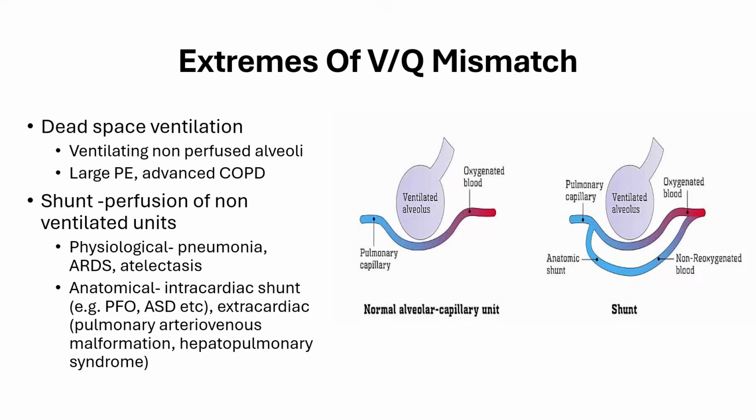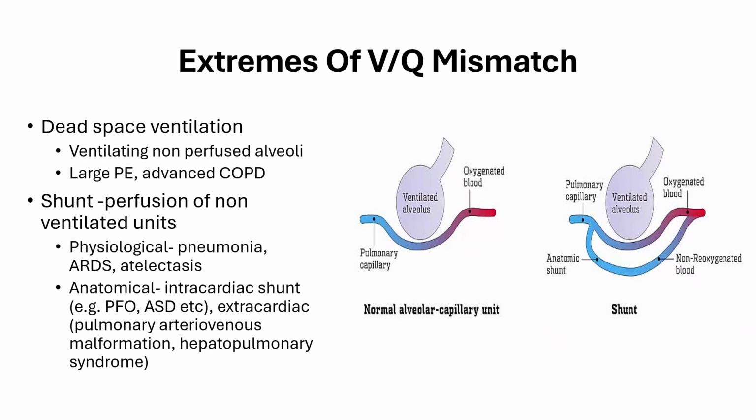Let's spend a few more minutes describing the VQ mismatch. Shunt and dead space ventilation represent two extremes of VQ mismatch. Again, in dead space ventilation, you have lack of blood supply through the ventilated airway. And in shunt, you have perfusion of the airway, but the airway is not ventilated.